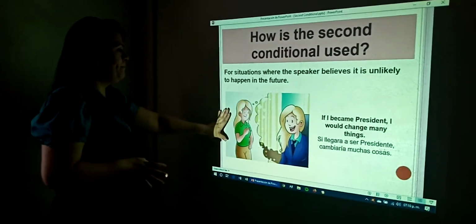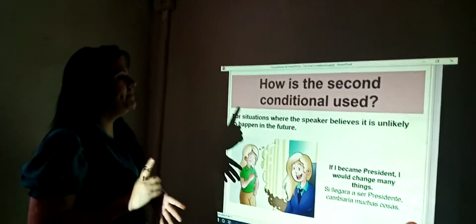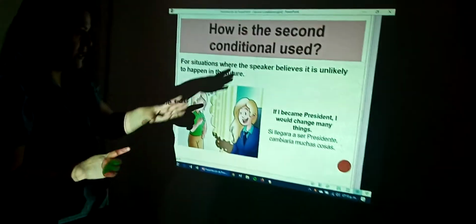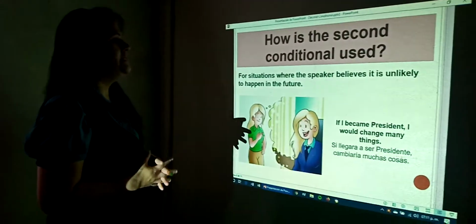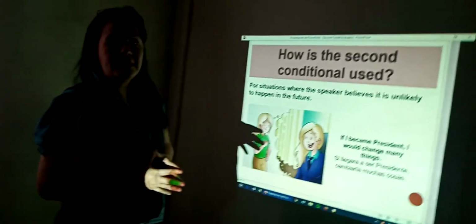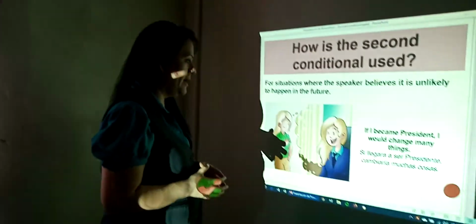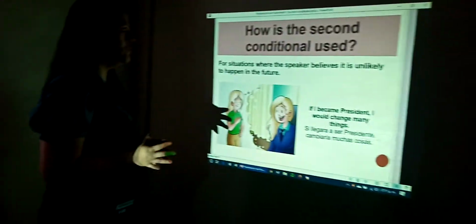Look at that picture. What is it? If I became president, comma, I would change many things. Spanish: Si llegara a ser presidente, cambiaría muchas cosas.